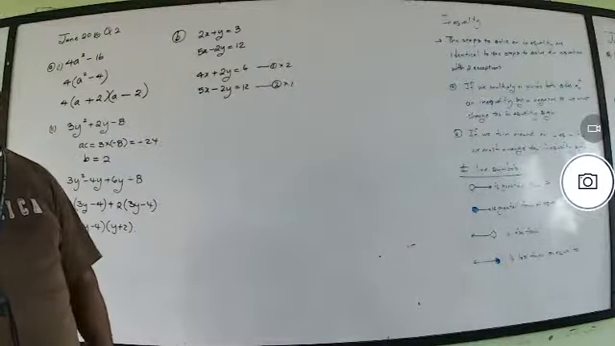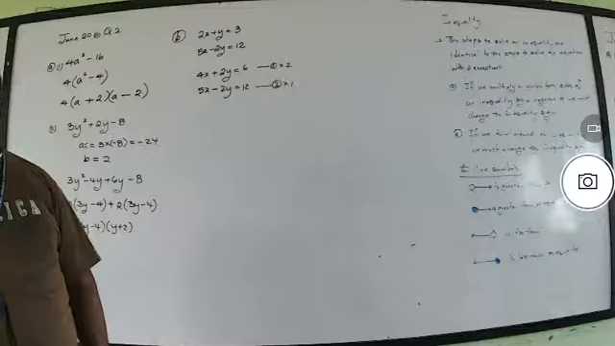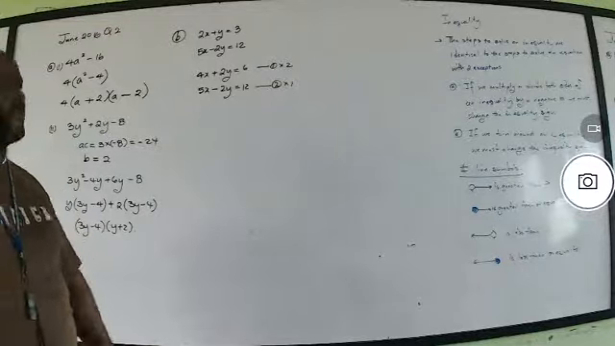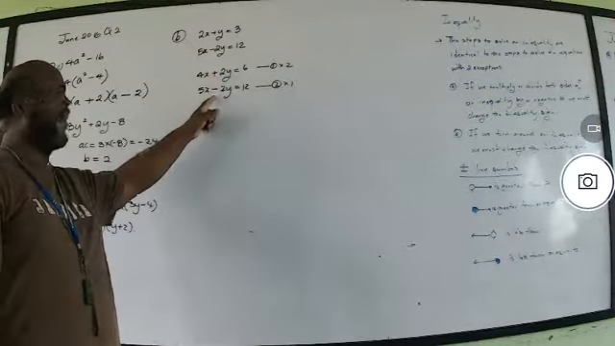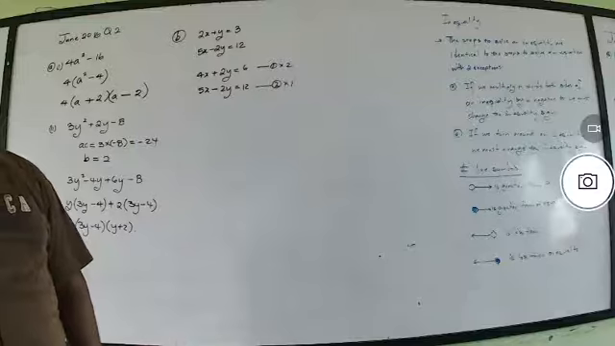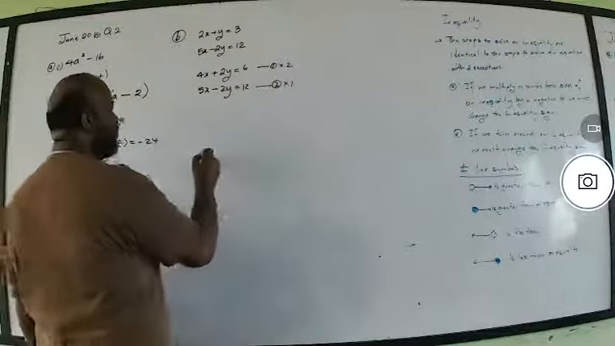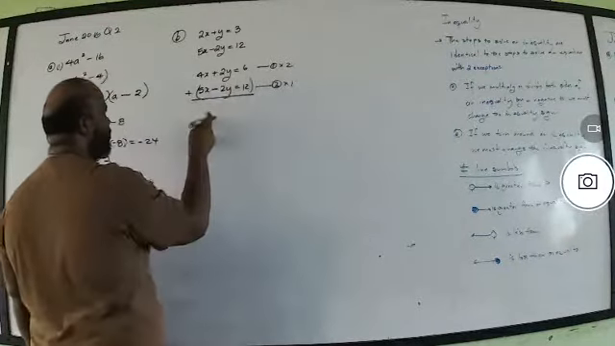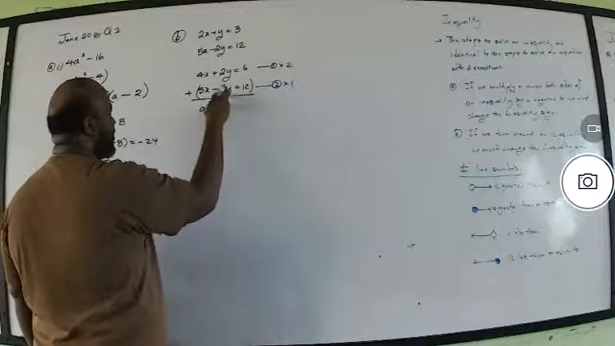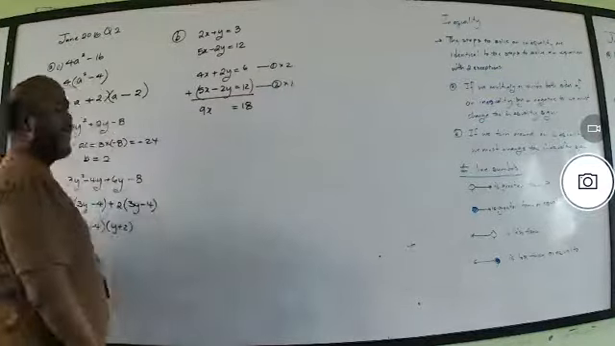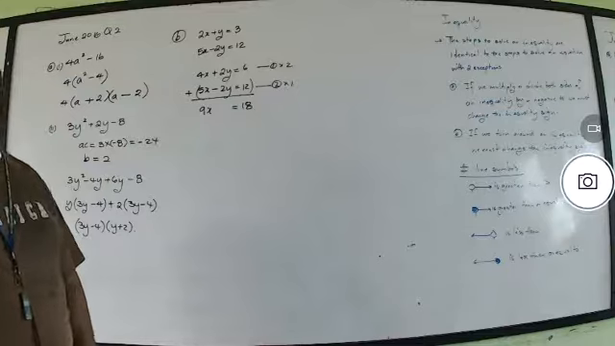To eliminate y, I'm either going to add or subtract the two equations. How do I determine which one to do? If the signs of y are the same, I must subtract. If the signs of y are different, what must I do? Add. So what should I do? Add. So this becomes what? 9x. 9x is equal to what? 18. Next, I'm going to divide both sides by what? 9.